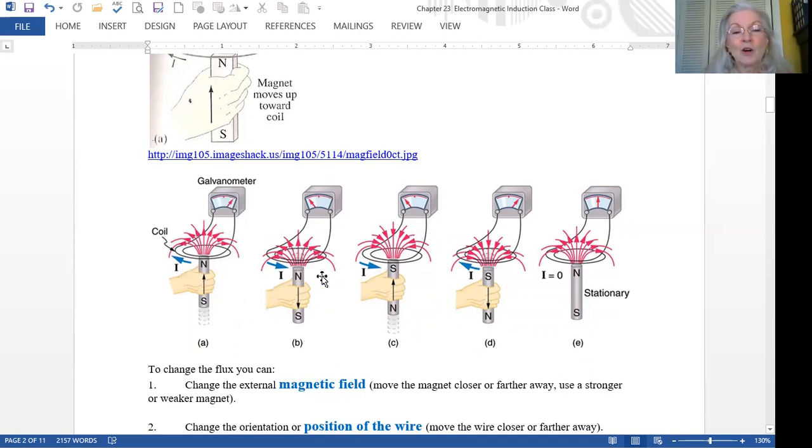If we turn the bar magnet upside down, so instead of north at the top, it's south, and we move up with it, instead of creating current to the right, like we did in our first instance, we'll have current to the left because we've turned the bar magnet upside down. If we take that upside down bar magnet and instead of going up with it, we come down with it, the current goes to the right. And if we let the bar magnet sit perfectly stationary, there is going to be zero current in the wire.